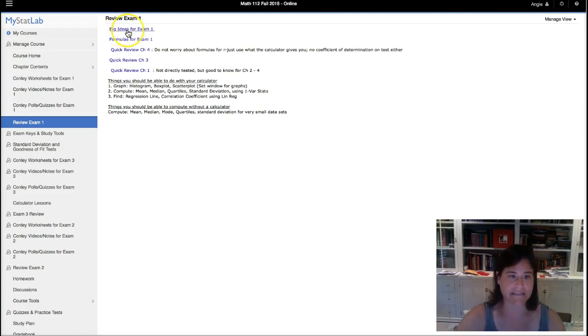So the big ideas, take a look at that sheet. If you don't know any of the vocabulary on that sheet, you need to either email me or come see me. Formulas, these will be provided for you on the exam.